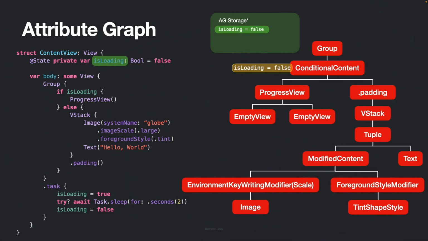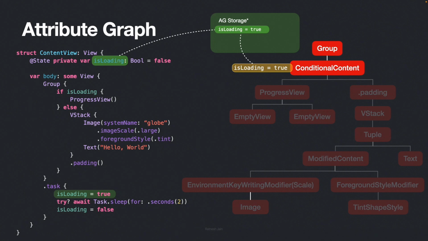Okay, so whenever we are changing on the task, we first change isLoading to true. This change will affect this property, and since this is a state property wrapper, it will notify the attribute graph that this value has changed from false to true, and it will notify the view tree, and then it invalidates the tree behind it, and then it will recompute the body and update it again.